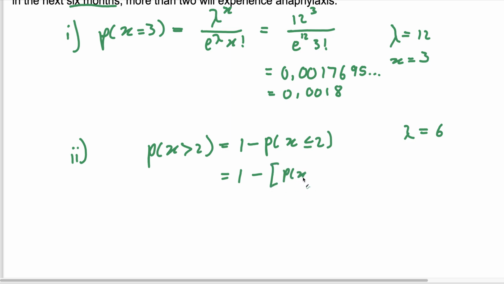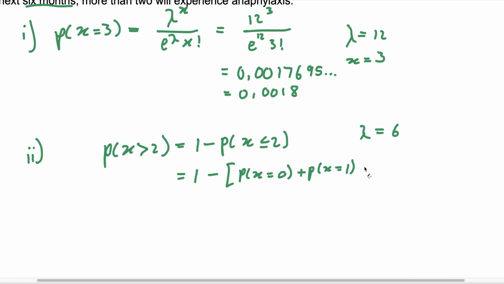It is P of x equals 0, and then plus P of x equals 1, and then plus P of x equals 2. And then now let's close our bracket. So this will be 1 minus. Let's just write that lambda. So it's lambda of x. Remember our formula is right here. So we're just going to put that formula in there.